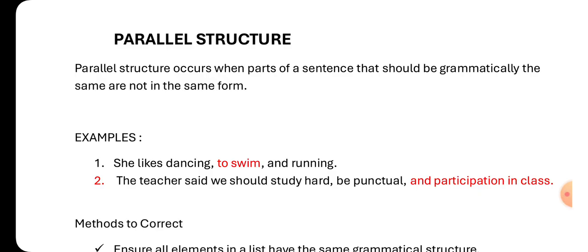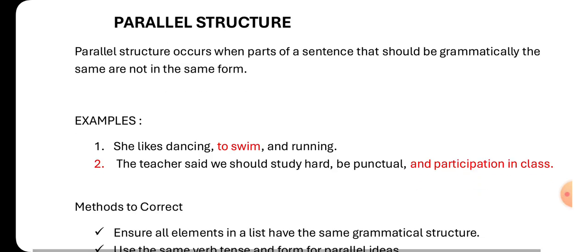Another one: "The teacher said we should study hard, be punctual, and participation in class." You see, "participation in class" doesn't follow the same manner. Do you get it? You can correct it by saying the teacher said we should study hard, be punctual, and participate in class. It ensures coherence, clarity, and parallel structure. Most of the time you make some of these mistakes when forming sentences.